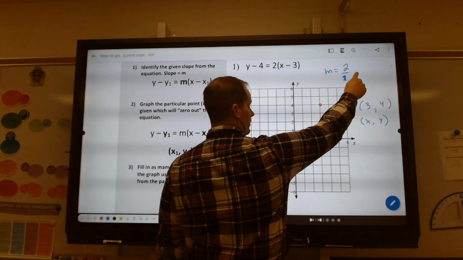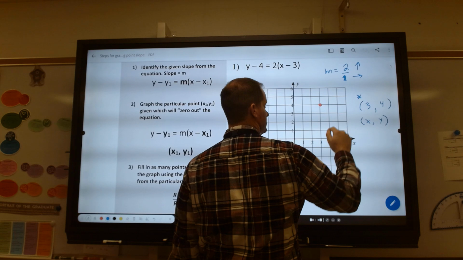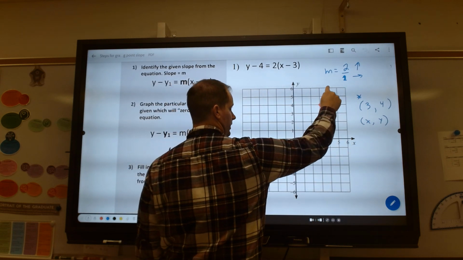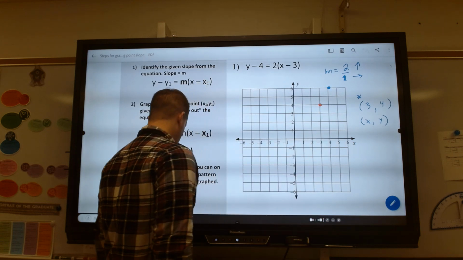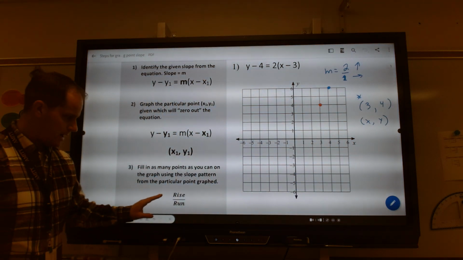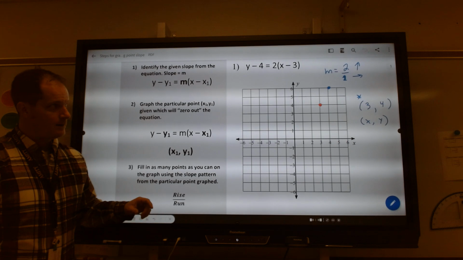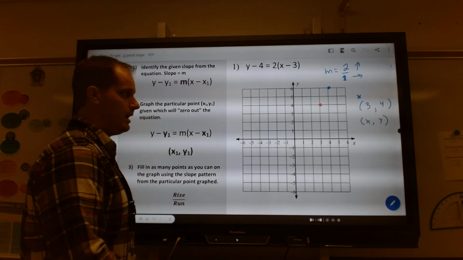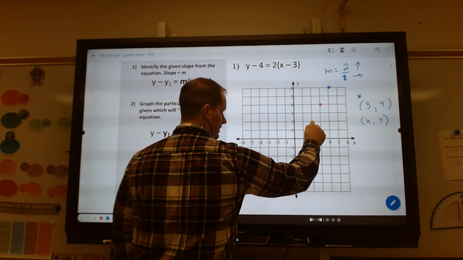My slope of 2 over 1 means I'm going to go up 2 and over 1 from my particular point. So, up 2 over 1. What's not showing here is this idea of rise over run. We also know that your slope can go in the opposite direction. So instead of going up 2 and over 1, I can also go down 2 and to the left 1.